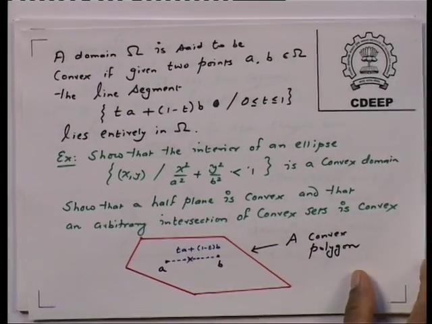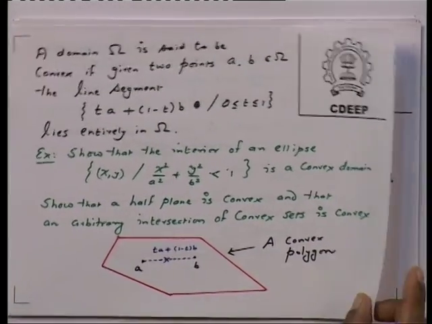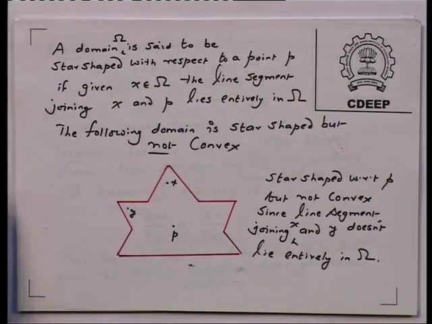The notion of a convex domain is too strong, so we want to slightly generalize it. A domain is said to be star shaped with respect to a point P if given a point x, the line segment joining x and P lies wholly in omega. What is the difference between this and convex? Here one of the points is fixed, not moving, and the other point is an arbitrary point of the domain.